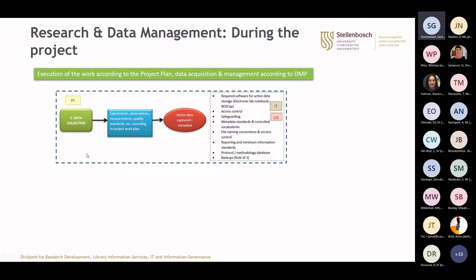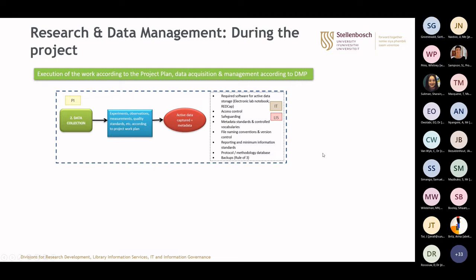the principal investigator will be responsible for data collection, and this is just through the normal work plan, all the experiments, the observations, etc. And then the active data also needs to be captured and backed up, and metadata needs to be included there. The IT division can help the researchers to decide on what type of software for active data storage can be used. Is there an electronic notebook or REDCap or whatever the case may be, and access control. The Library Information Services will help researchers with metadata standards, file naming conventions, etc.